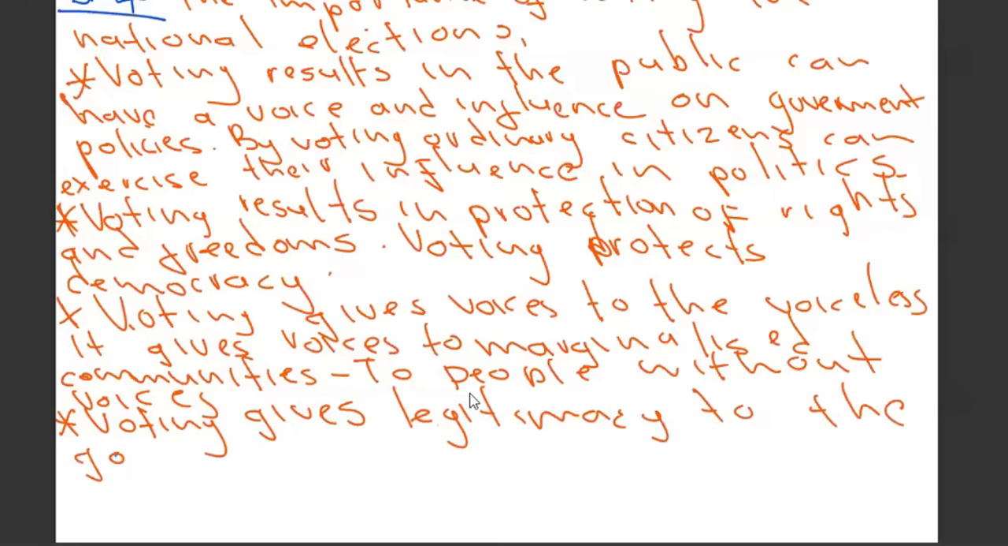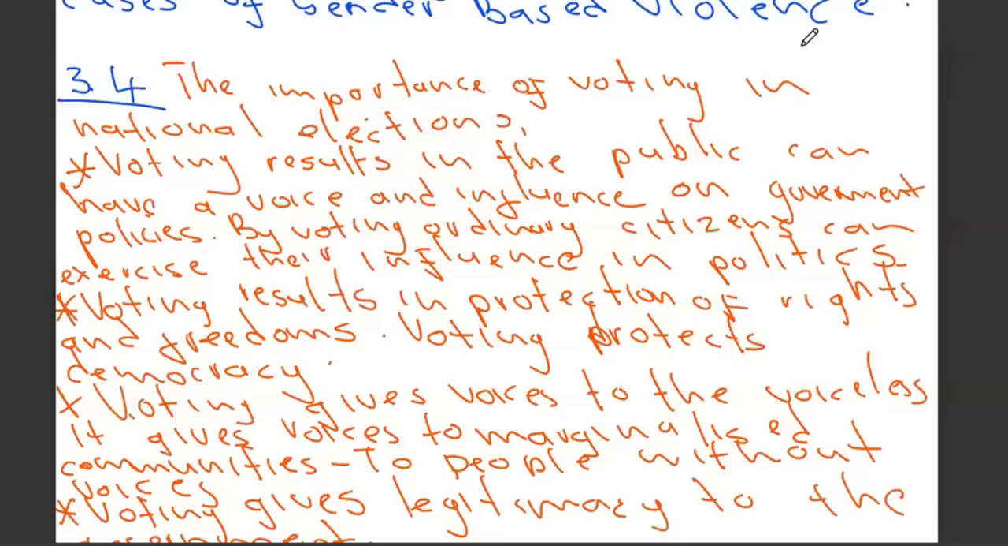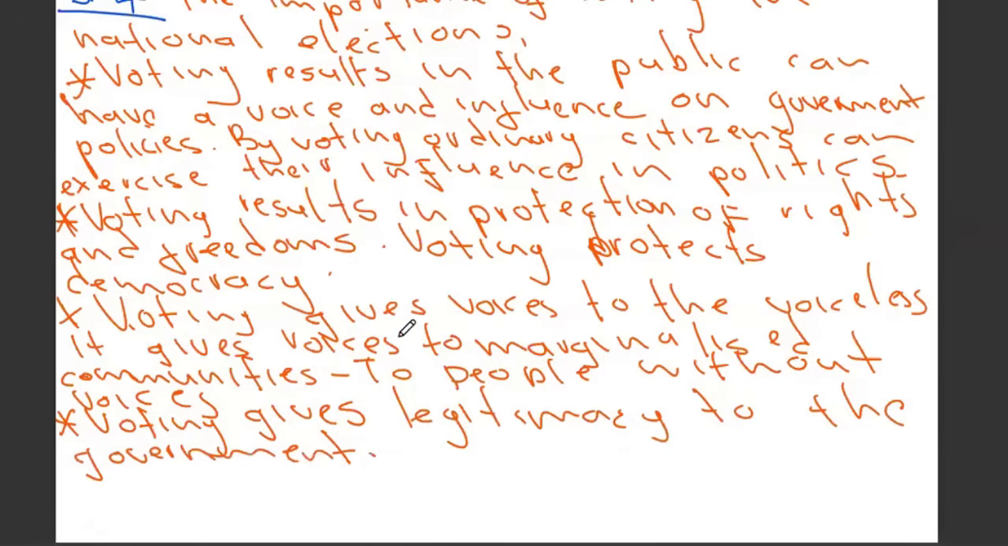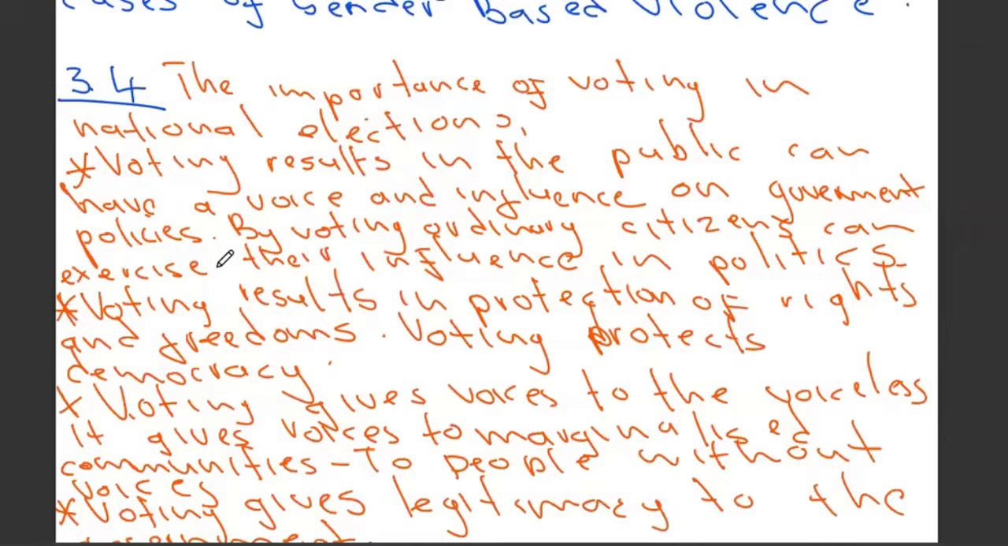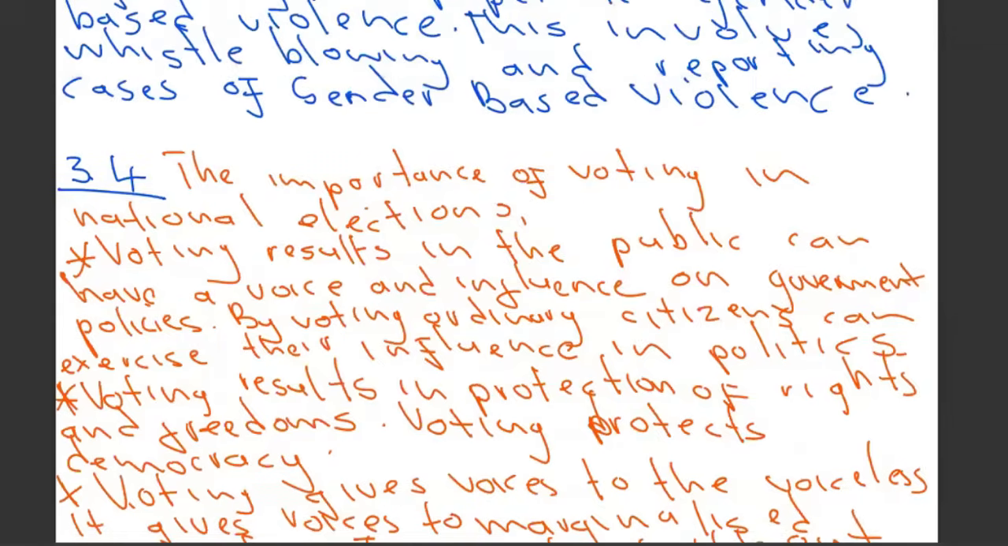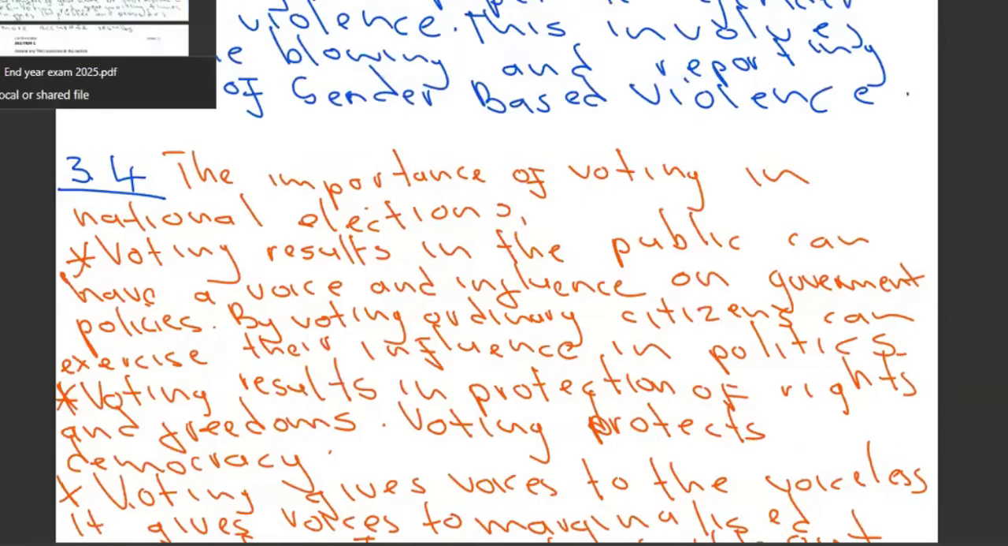Voting actually gives legitimacy to the government. So that is why it is important. So that is 3.4. The importance of voting in national elections results in the public having a voice and influence, and in protection of rights and freedoms. It also gives voices to the voiceless, and it also renders legitimacy to the government. So all those are relevant points which you can include there.